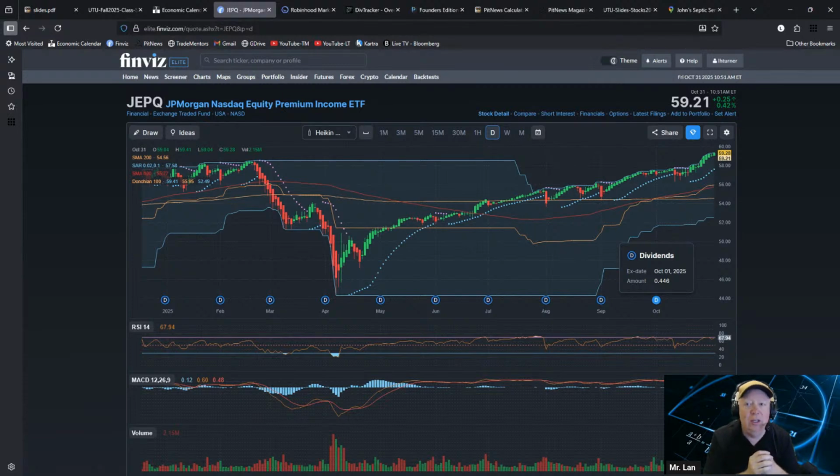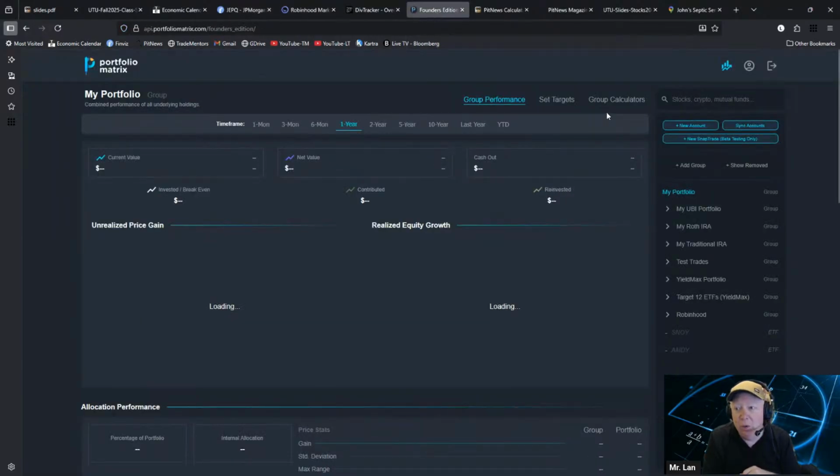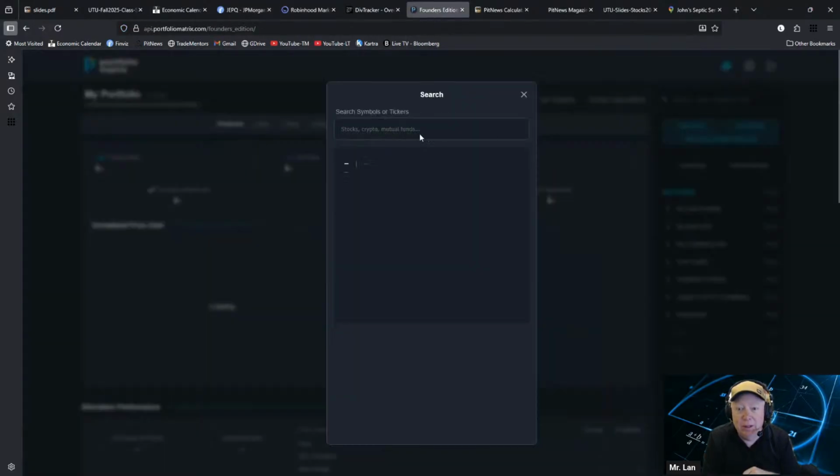And so that's good. Now we're going to go over to a calculator in what we call the portfolio matrix. And we're going to pull some of these up. I'm going to pull up this little calculator. And this is the neatest thing since sliced bread. But I promised everybody I was going to stop saying that.